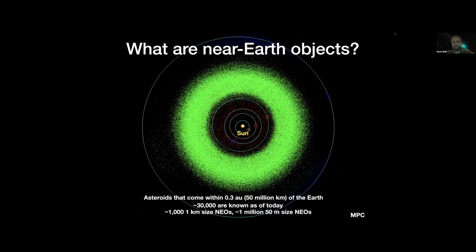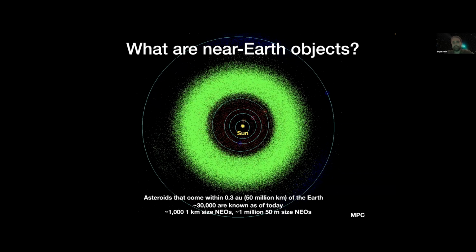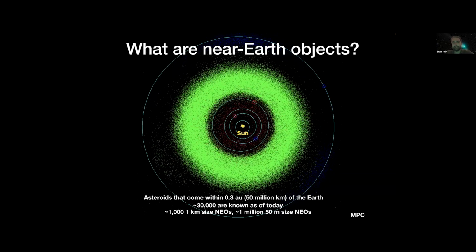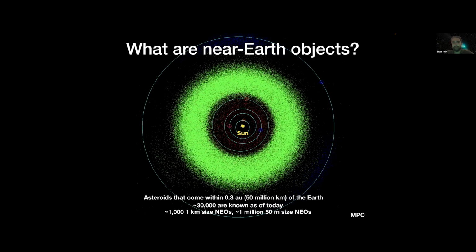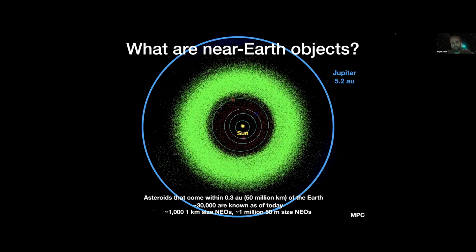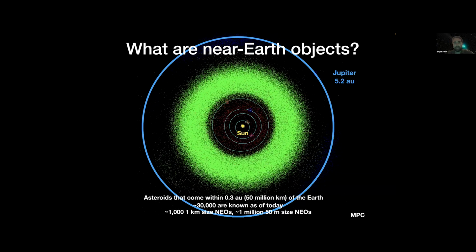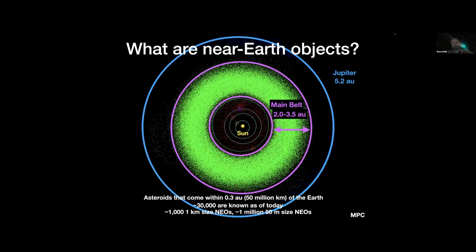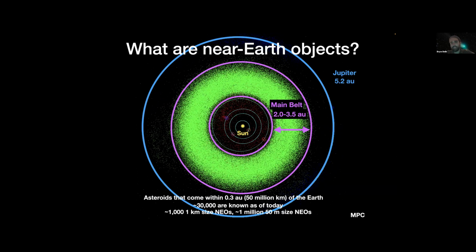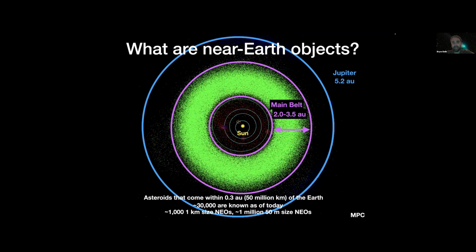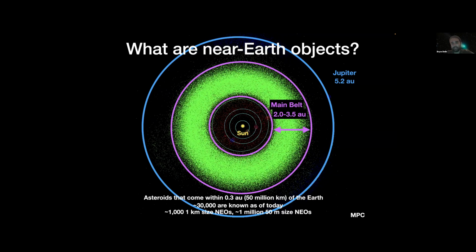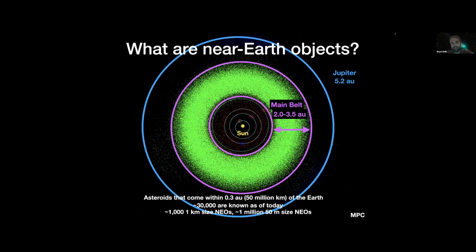Near-Earth objects are, in general, objects that come within 0.3 AU of the Earth. I'm going to show you a little bit what they look like in our local neighborhood. This is a representation of our solar system as viewed pole on from above the ecliptic plane. This blue circle here is the orbit of Jupiter at 5.2 astronomical units from the sun. And the main belt, this greenish donut-shaped cloud of objects, is between 2.0 to 3.5 AU. There are currently about 1 million known main belt asteroids inside this 2 to 3.5 AU zone.